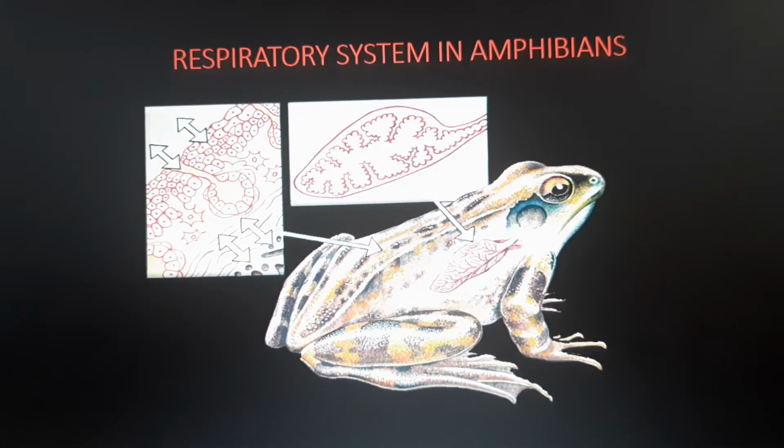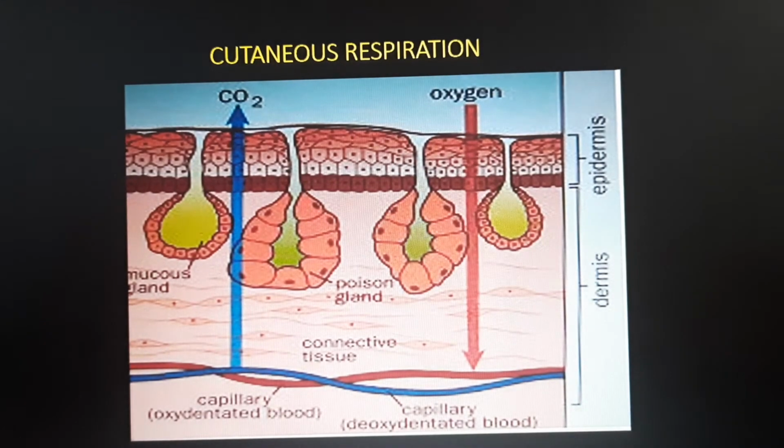Now let us discuss the respiratory organs in amphibians. All amphibians breathe by means of skin. Cutaneous respiration, which occurs around 35%, is seen both in larvae and adults, while in adults it is also by lungs, that is pulmonary respiration, which occurs around 64%, and buccopharyngeal respiration around 1%. In amphibians, three types of respiration occur: pulmonary respiration, buccopharyngeal respiration, and cutaneous respiration.